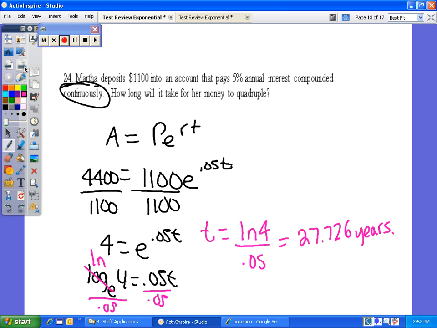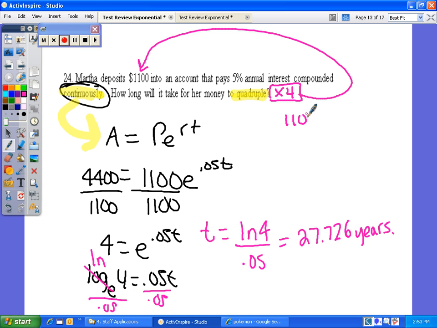Okay, 24 says compounded continuously. So remember, once you hear the word continuously, it doesn't even matter if it says compounded or not. Once you see the word continuously, that is the PERT formula. So it says, how long will it take for her money to quadruple? Quadruple means to multiply by 4. So that means that you take your 1,100 and multiply it by 4. So we're trying to figure out how long will it take to get $4,400. So that goes in for A. Okay, that's your amount that you're looking for.